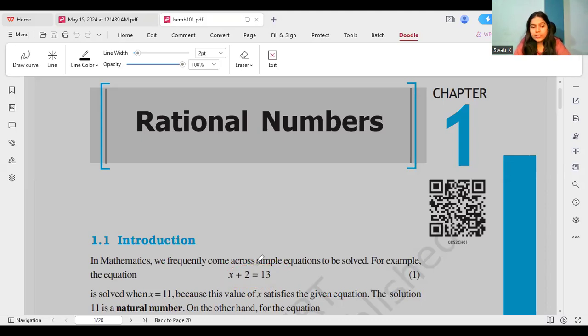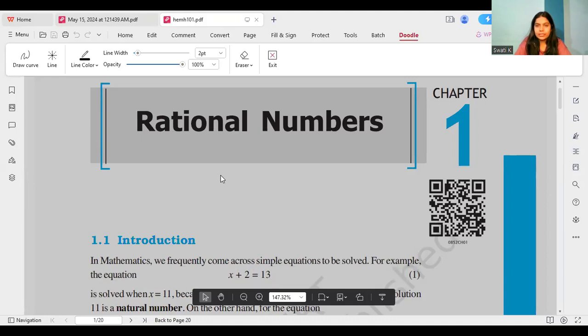Next, what is the solution of this equation? Clearly, what number will you add to 2 so that your answer will be 13? The answer is 11, right? Now clearly this is 11, which is a natural number. Now there is another concept: what is a natural number? A natural number is nothing but the counting number that starts from 1 and goes till infinity. So that is the answer for the natural number.